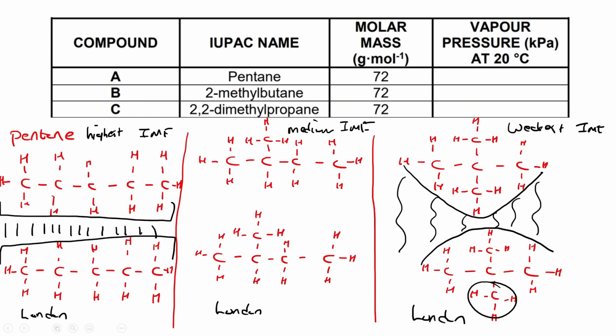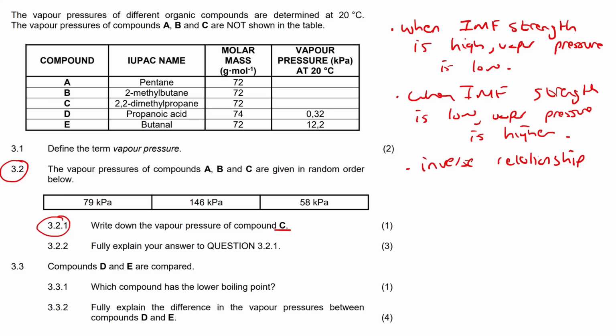So if we now come back to here, if pentane has the strongest intermolecular forces, then it should have the lowest vapor pressure. Remember, when the intermolecular force strength is high, vapor pressure is low. So the one that has the highest intermolecular forces out of these three should have the lowest vapor pressure. So this should be pentane. This one would then be 2-methylbutane.